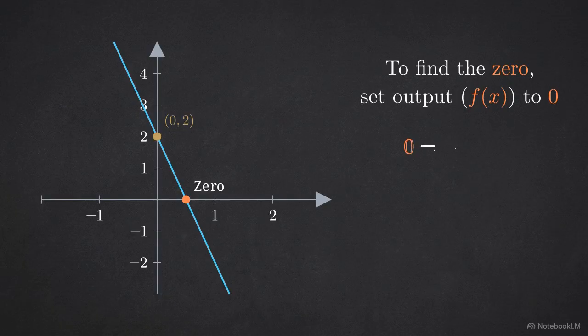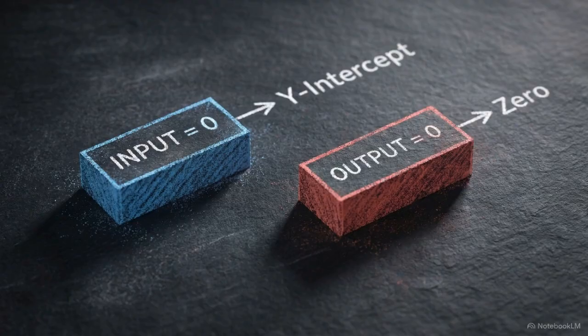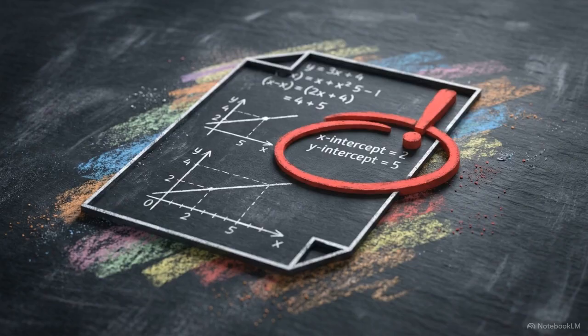Finding a 0 requires the opposite setup. You set the entire output, f of x, equal to 0. When we write 0 equals negative 4x plus 2 and solve for x, we isolate the variable to find a 0 at positive 1/2. Knowing exactly when to force the input to 0 versus the output to 0 is a simple check, but mixing them up is a frequent mechanical error on early tests. Pin down the difference now.